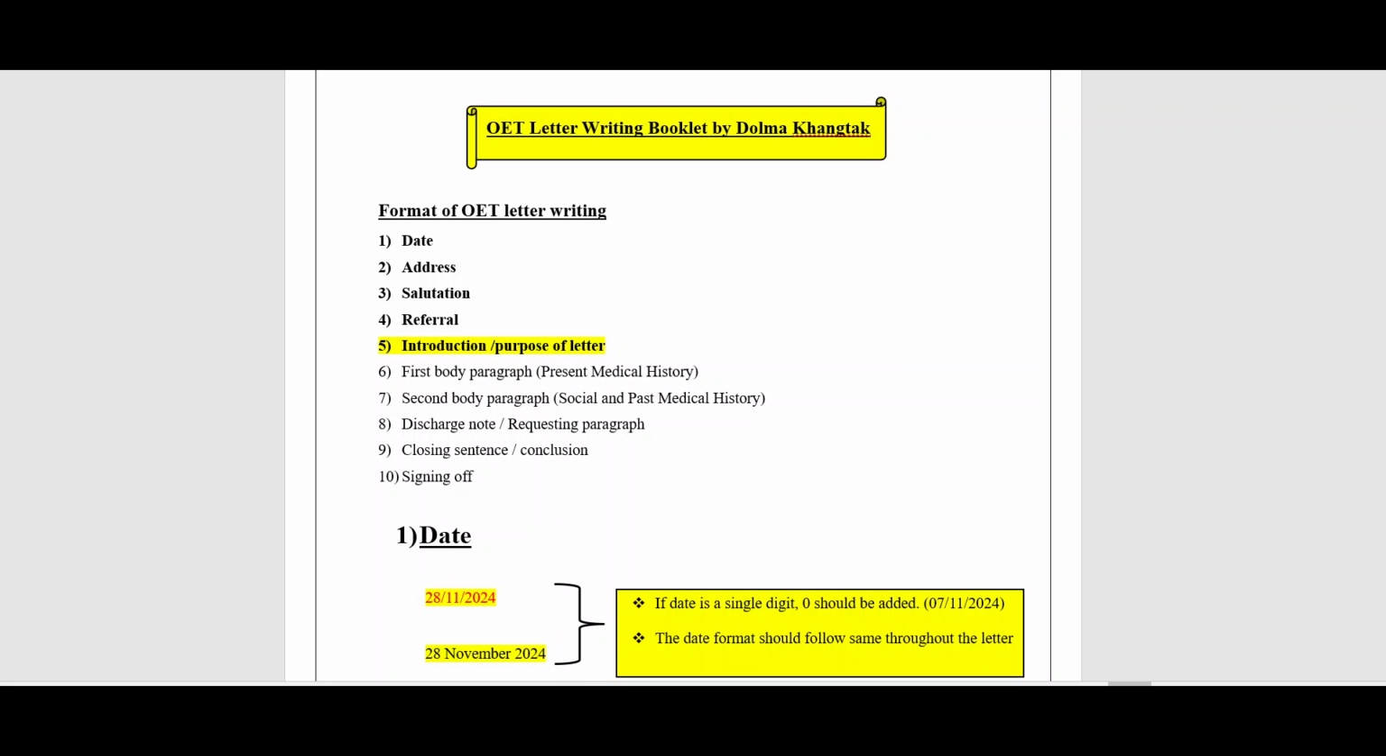Hello, now next I'm going to explain the remaining letter writing format. We are now done with the date, address, salutation, referral and introduction or the purpose of the letter. So date, you are clear, right?